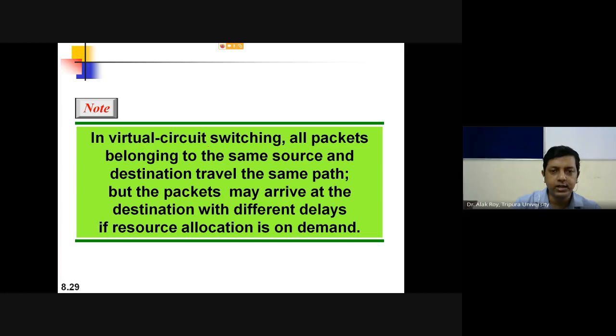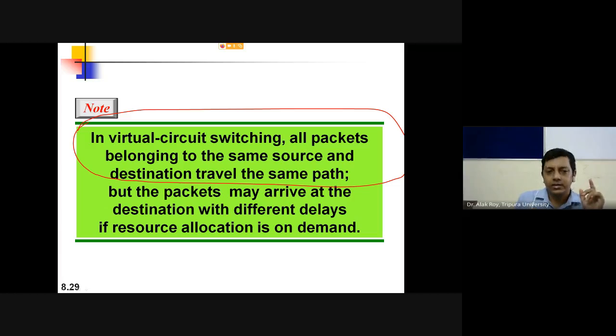So in virtual circuit switching, all packets belonging to the same source and destination travel the same path. Please note down this definition. From this you can clearly see circuit connection means all data will travel through one path. Datagram switching means data travel from source to destination using different paths.